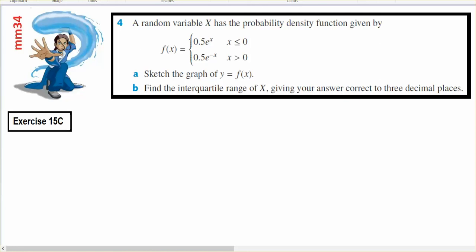This is for Year 12 Methods. It comes out of 15C question number 4, finding the interquartile range. Okay, so I've got this function which goes from negative infinity to 0 of a half e to the x.